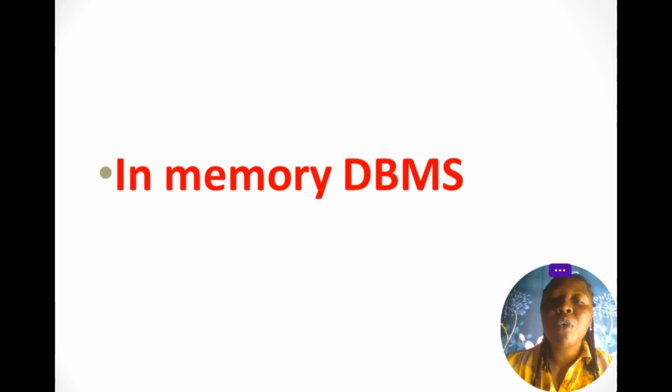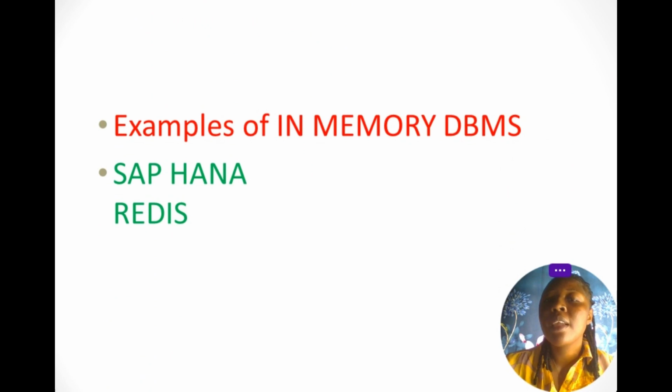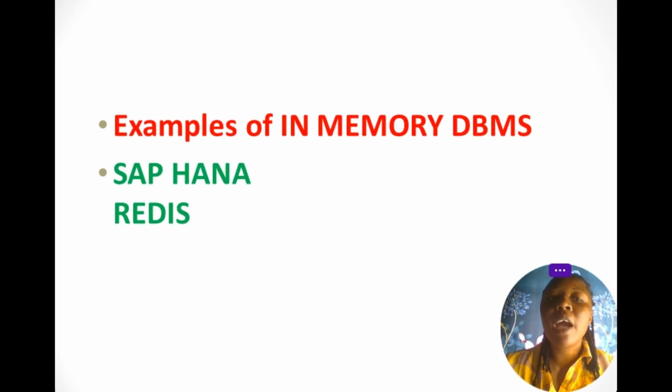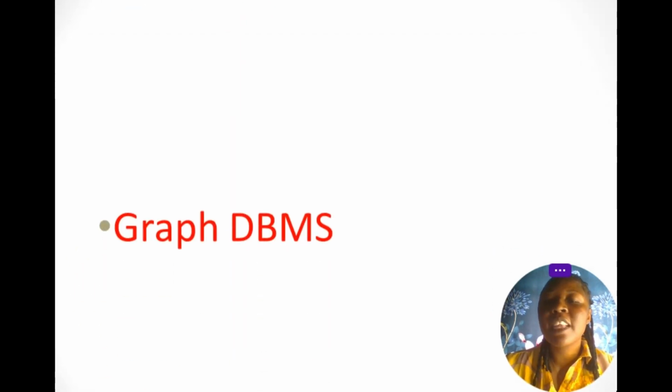There are also examples of this in-memory database management system. One of it is SAP HANA and Redis. These are the two examples of in-memory database management system. Let's talk about the graph database management system. The graph database management system also has its characteristics.